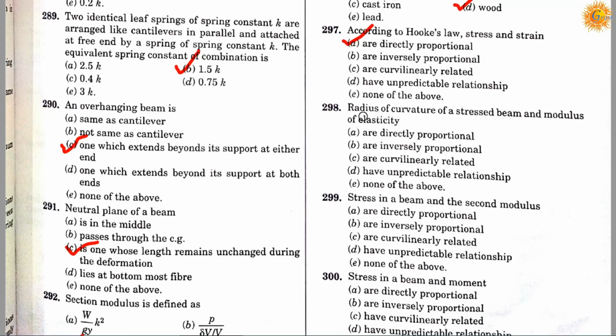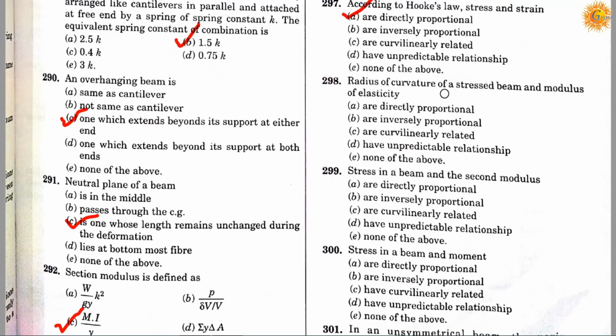Question number 298. Radius of curvature of a stretched beam and modulus of elasticity: option A, are directly proportional; option B, are inversely proportional; option C, are curvy linearly related; option D, have an unpredictable relationship; option E, none of the above. Correct answer is D, they have an unpredictable relationship.